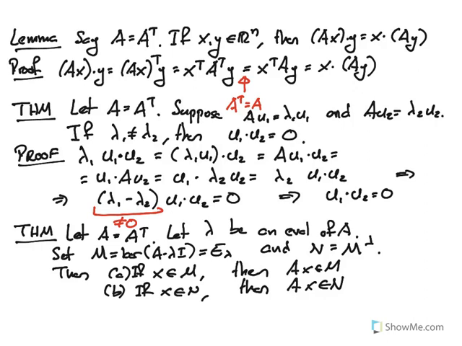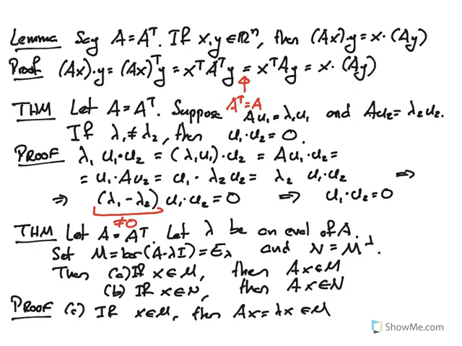Now the proof here, for part A, is completely obvious. If x belongs to M, then Ax is just lambda x, right? So of course this is in M. Very simple. Because M is a linear subspace. So of course, if x is in M, then lambda times x is in M as well.